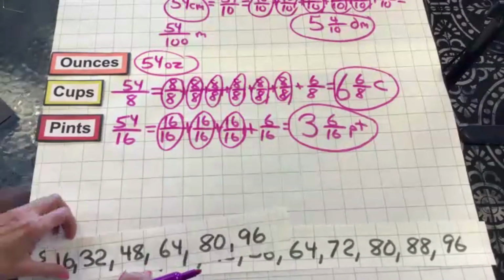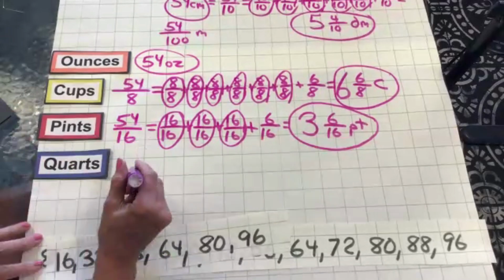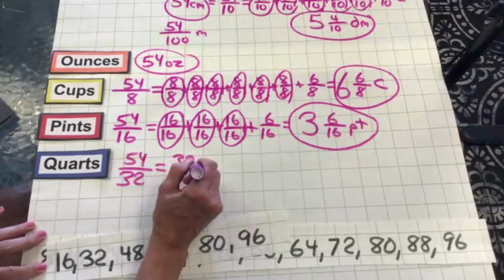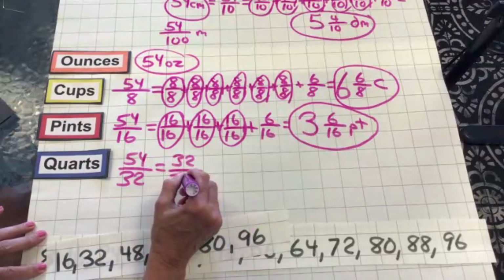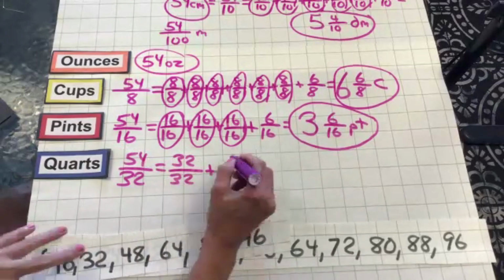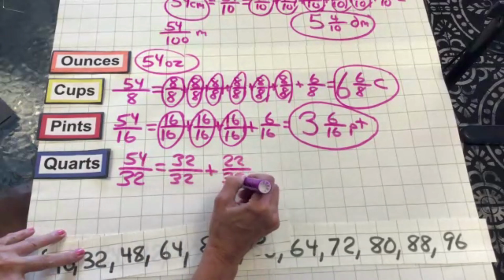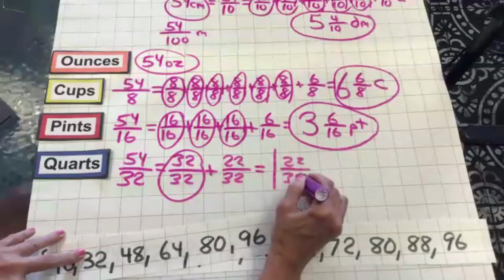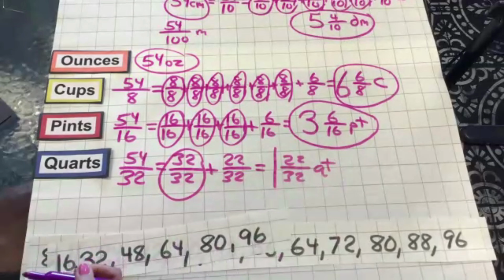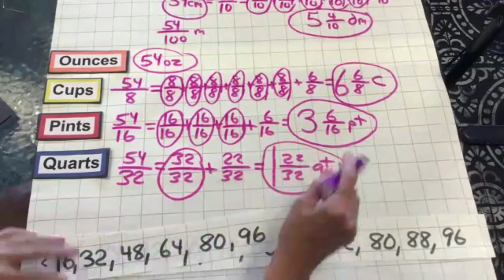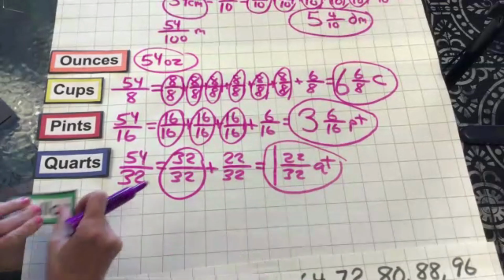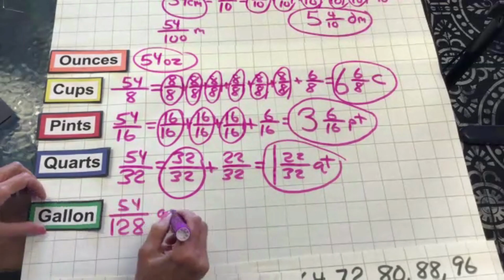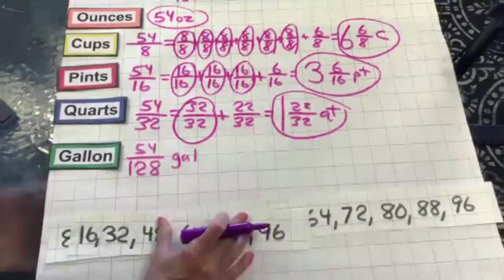All right, let's go for our quarts. We know it takes 32 ounces to make a quart. So we have 54. We're going to break that apart. So we know we can get 32 out of the 54. But what's left over? That would be 22 left over the 32. So we know we have 1 whole quart and 22 thirty-seconds left. So 1 and 22 thirty-seconds. So those are all the same. Last but not least, we have gallons. And it takes 128 ounces to make a gallon. We only have 54. So we just have that part, 54 over 128ths of a gallon.